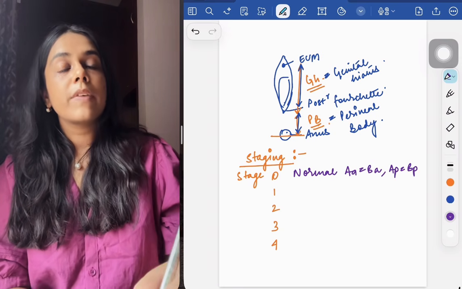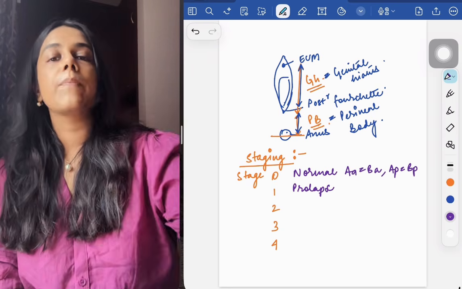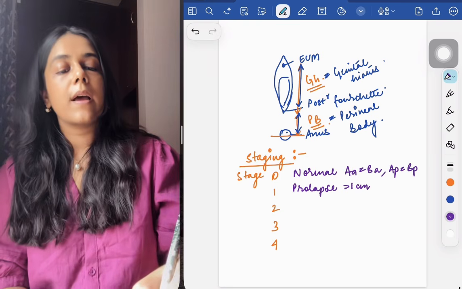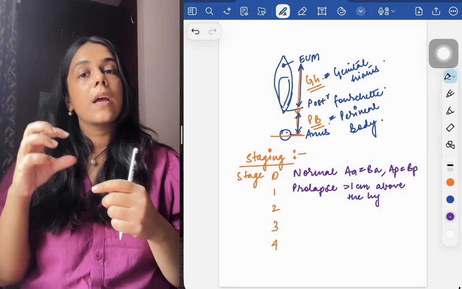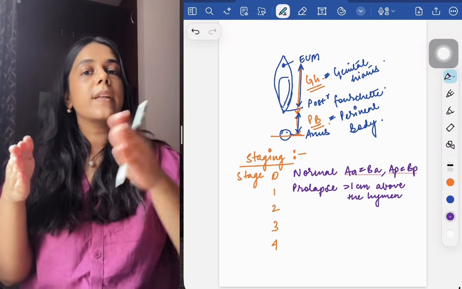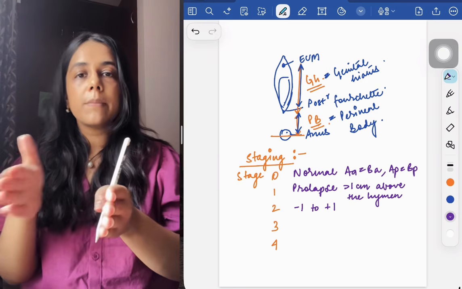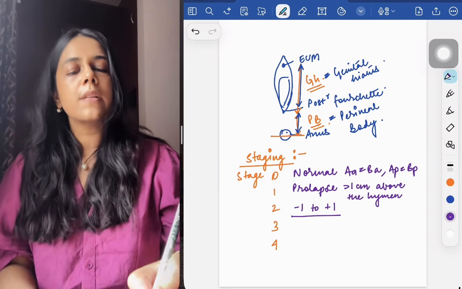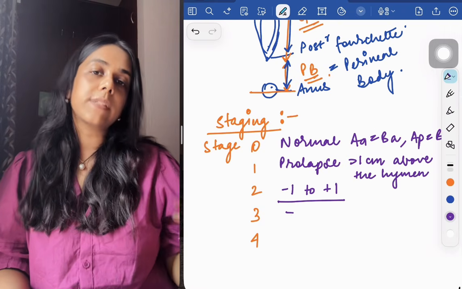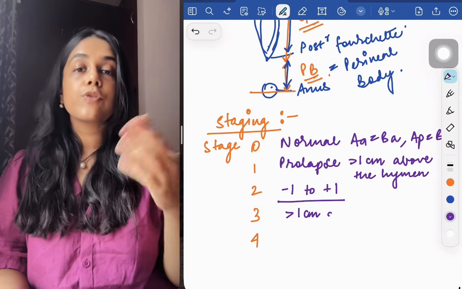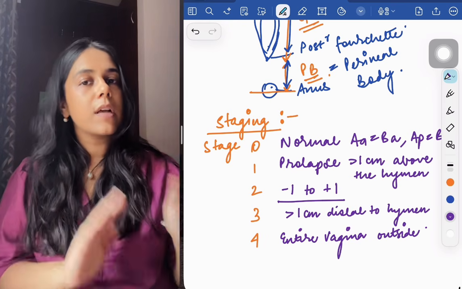Stage 1 prolapse is when there is prolapse, but the prolapsed part is more than 1 centimeter above the hymen. So that means the prolapsed part is less than -2. Stage 2 is when the prolapsed part is between 1 centimeter above to 1 centimeter below the hymen. So this is your reference point, that is the hymen. If it is 1 centimeter above or 1 centimeter below, it is going to be in stage 2. And stage 3 is when the prolapsed part is more than 1 centimeter outside the hymen. And stage 4 is when the entire vagina is outside the hymen. That means the entire TVL is outside.